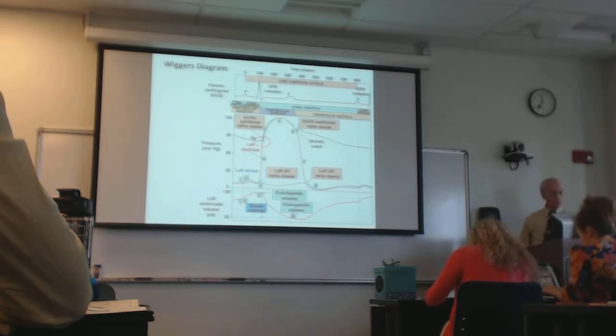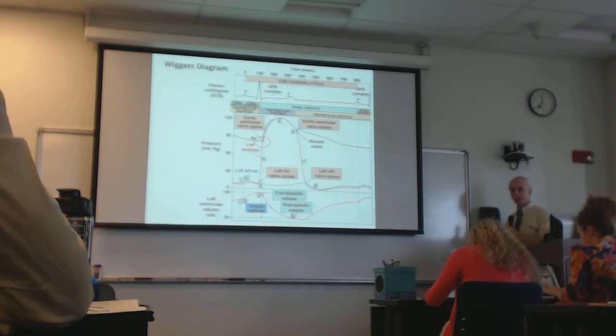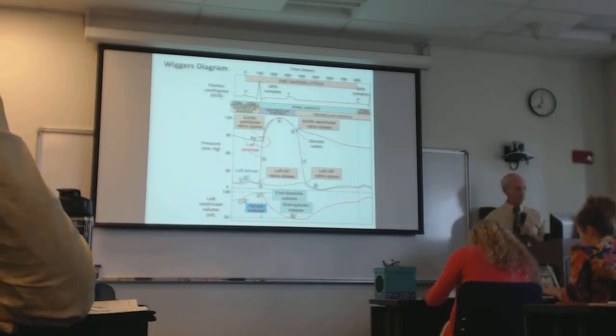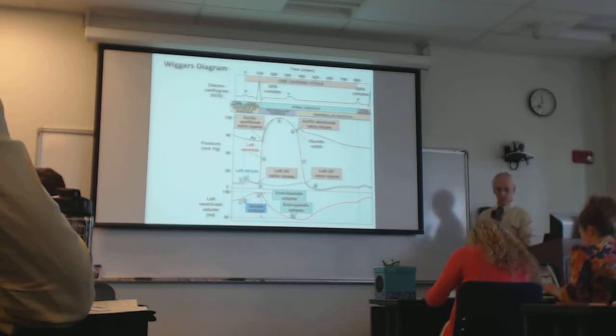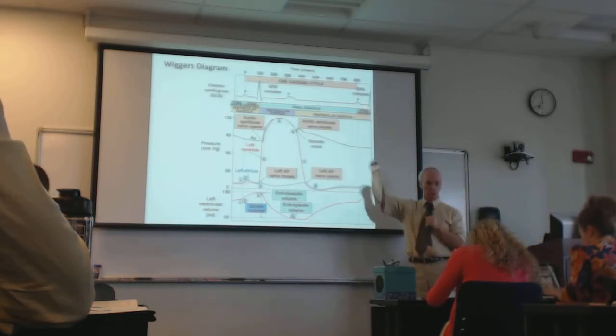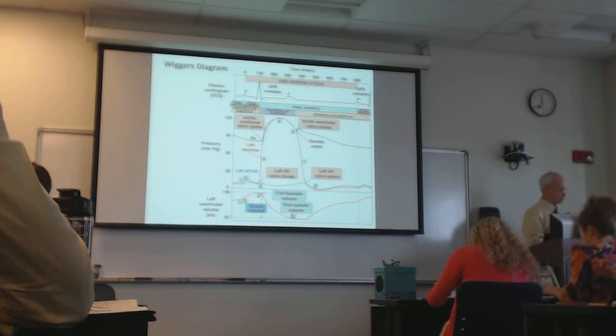The red line is the ventricular pressure, so now the ventricular pressure is greater than aortic pressure. So that means that at this point, as long as that red line is on top of the black line, what must be happening? The blood is passing from the ventricle into the aorta.